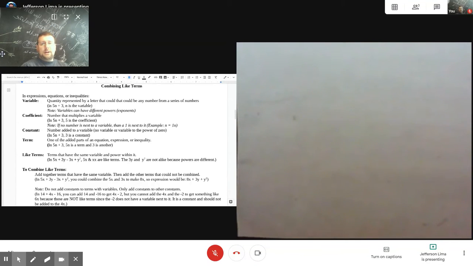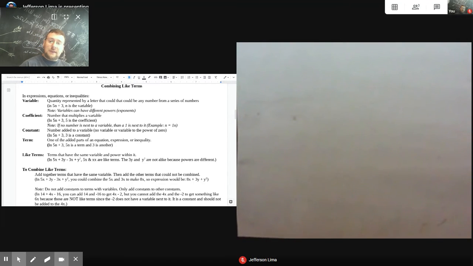So the next thing we did in our unit was this idea of combining like terms. The idea is that in a mathematical expression, when you have things being added together or subtracted together, which is really just adding the opposite, right? You can combine terms that have the same variable and power arrangement, right? So let's talk about that. Basically, you can't add apples and oranges, but if they're both apples, you can put them together.